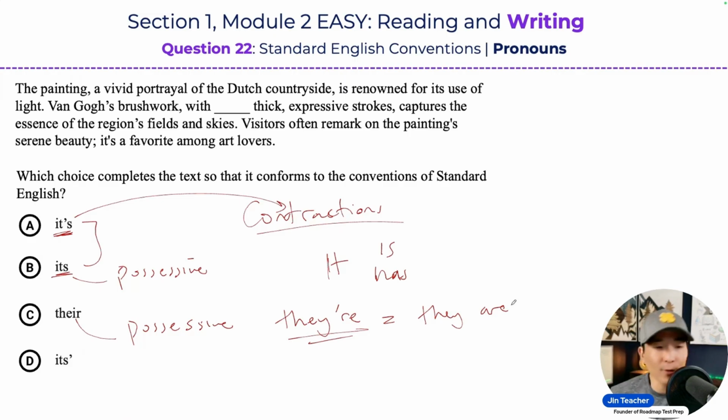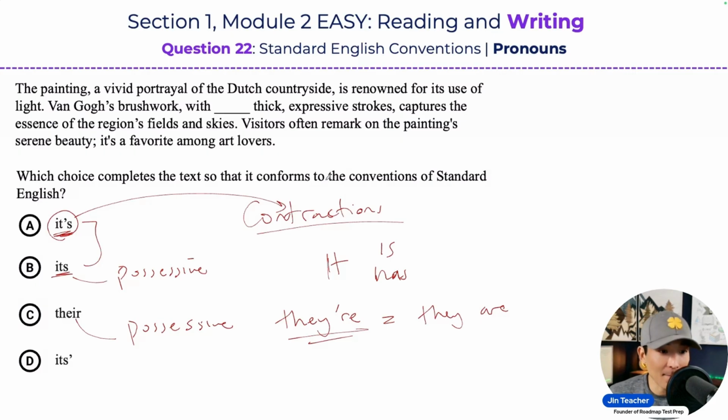So there's a really cool shortcut I can teach you guys to determine without a doubt which one's correct. This is how you can test it out. Plug the contraction into the passage, but when you read the sentence, read it with the verb. Don't just read it like it's, because it sounds exactly like its. You can't hear the difference. But if you read it like it is or it has, you'll be able to tell whether it makes sense in the sentence.